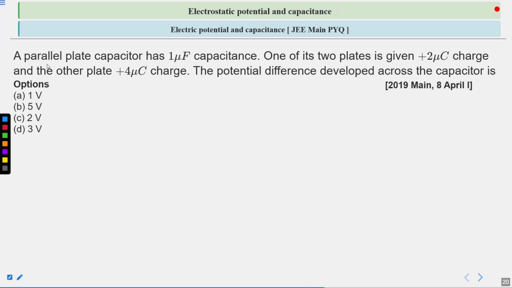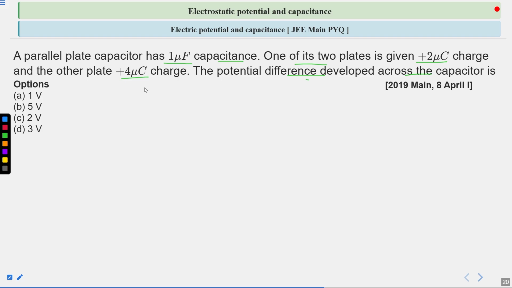So, next question. A parallel plate capacitor has 1 microfarad capacitance. One of its plates is given 2 microcoulomb charge and the other plate is given 4 microcoulomb charge. The potential difference developed across the capacitor is? One plate is given 2 microcoulomb charge, the other plate 4 microcoulomb charge. Now the condition is reversed.